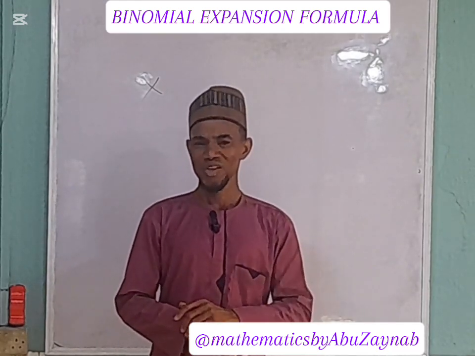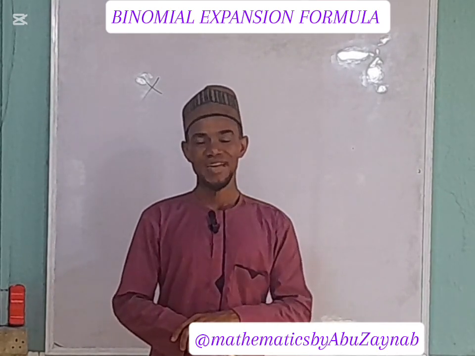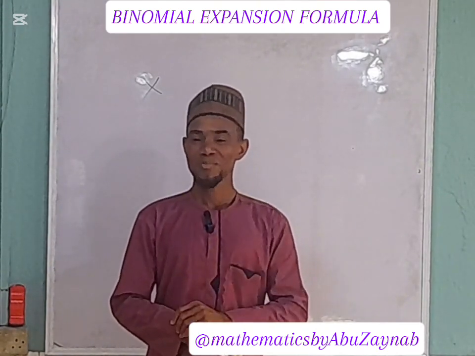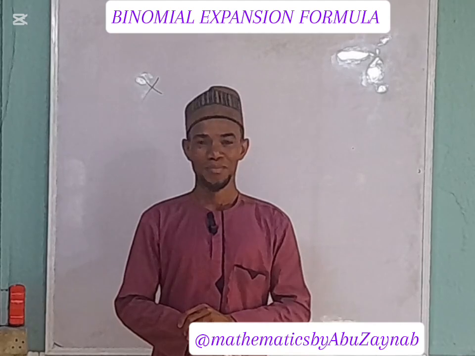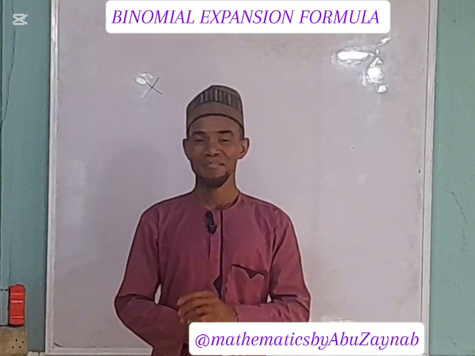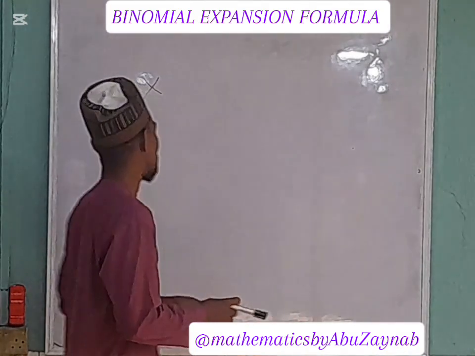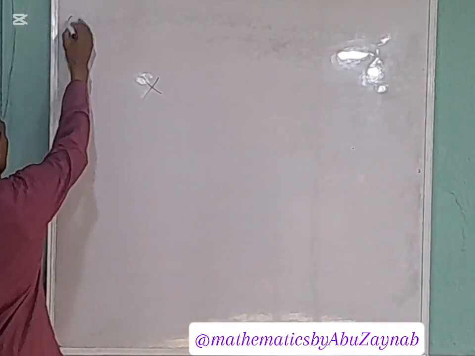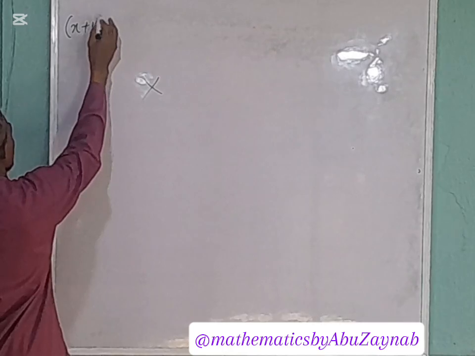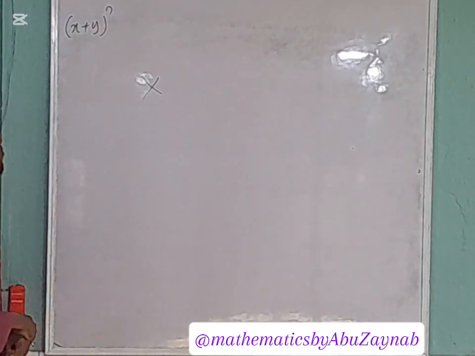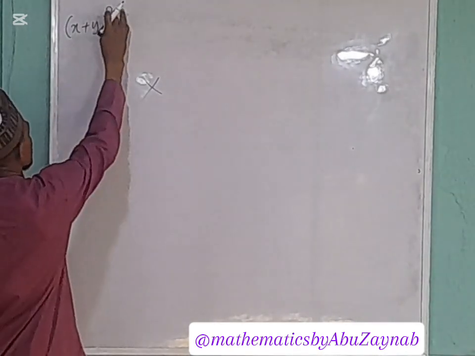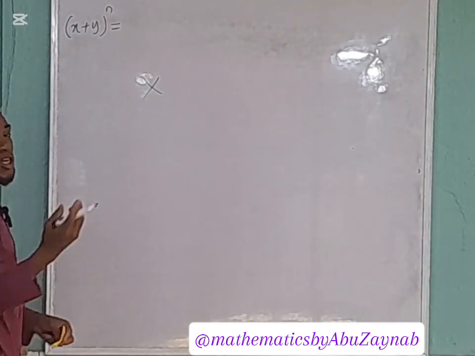Today, we are going to continue by going in depth into the real binomial expansion proper. And the way to do that is by looking at the binomial expansion formula. So we have a binomial (x + y)^n. That's the general formula now. So how do you expand this? The formula is gotten by using the concept of combination.